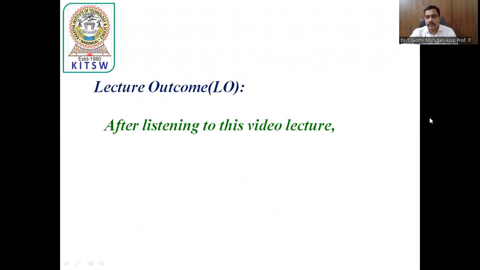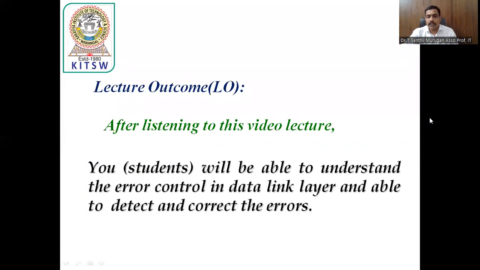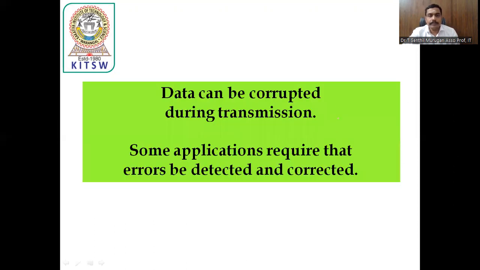After listening to this video lecture, you as a student will be able to understand the error control in the data link layer and be able to detect and correct the errors. If, while transmitting, any data is corrupted or identified as an error, we are able to correct it. How we can correct it, we will discuss in this video lecture. Data can be corrupted during the transmission.